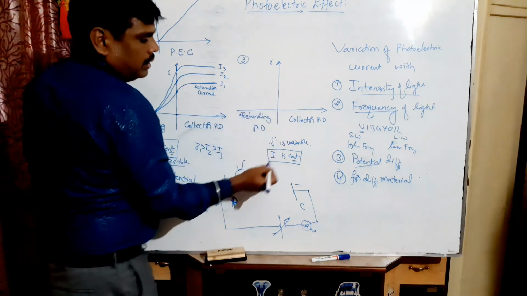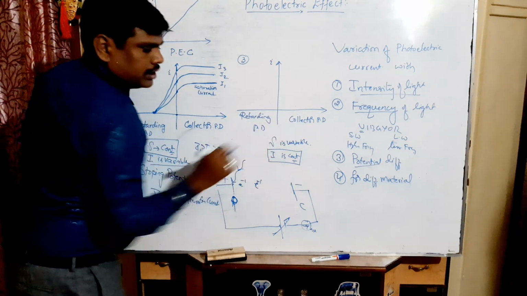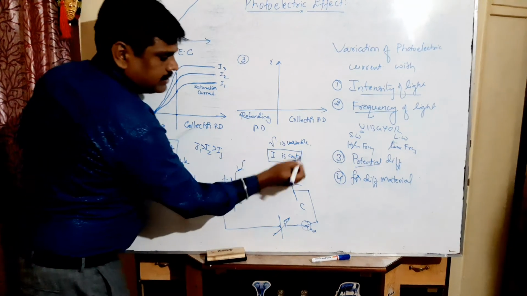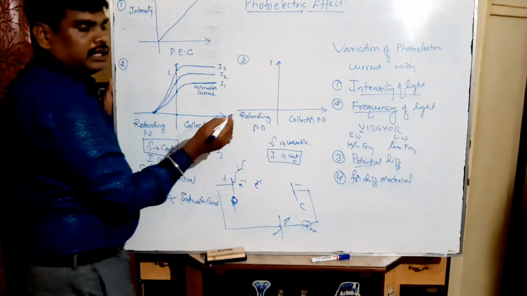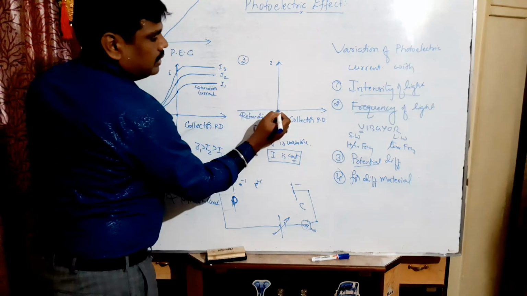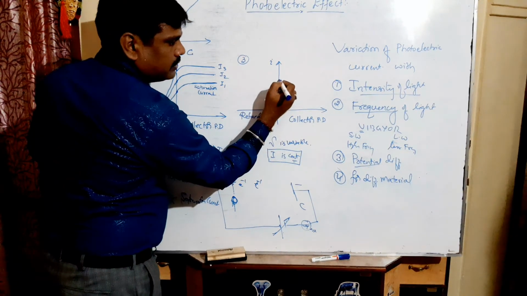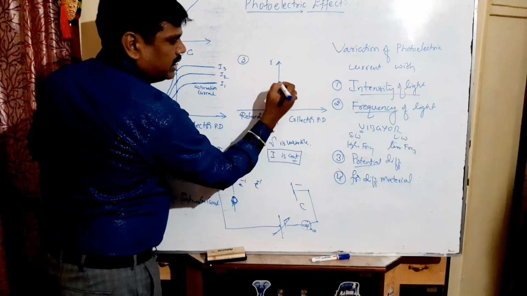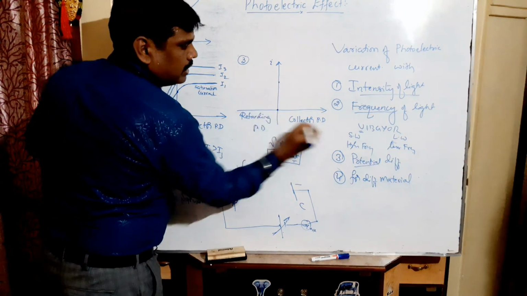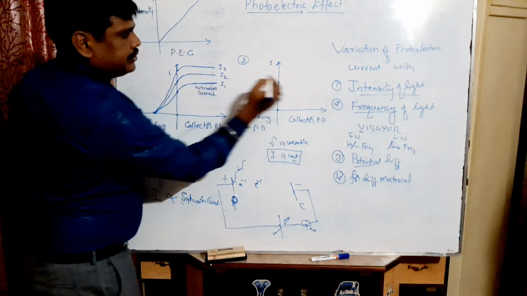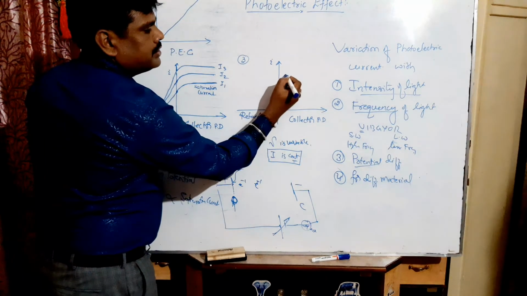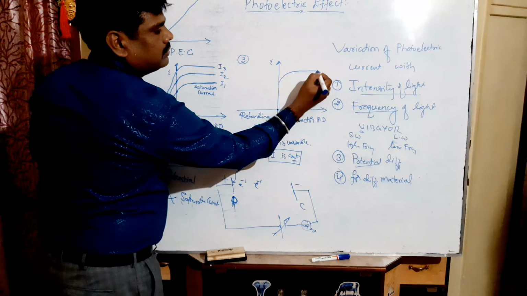Now here, above threshold frequency we will consider. So I is a constant. It means intensity remains constant. See, now at zero potential difference there is some current here. Now what happens? If we increase the collector potential difference, as usual, current increases initially and finally it becomes saturated.